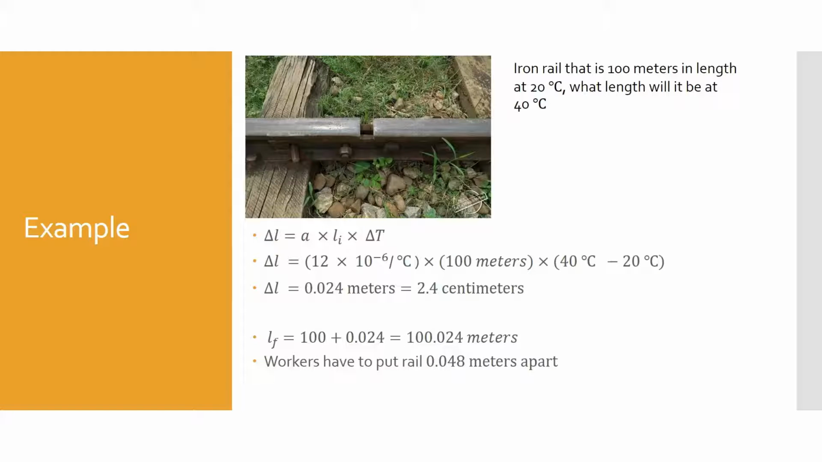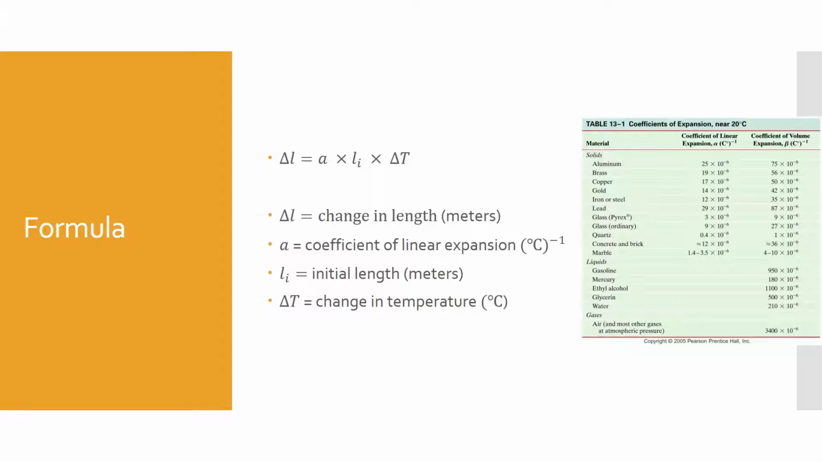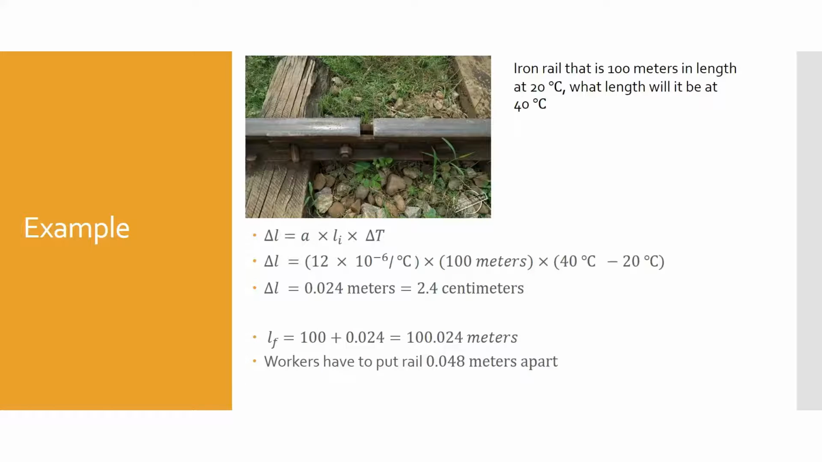So let's say that that iron rail has a length of 100 meters at 20 degrees Celsius. So what length will it be at 40 degrees Celsius? We can simply put all the data we are given into the equation. Going by the table here, iron has a coefficient of 12 times 10 to the negative 6. So we find out that the iron will expand by 2.4 centimeters when heated. But it is also important to note that the workers will have to leave a gap of 0.048 meters. That's because the workers have to account for both of the iron rails expanding.